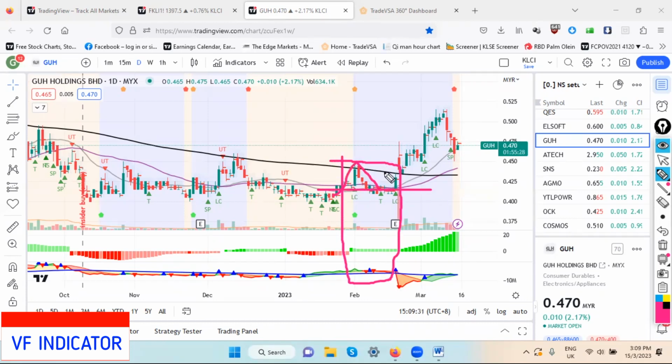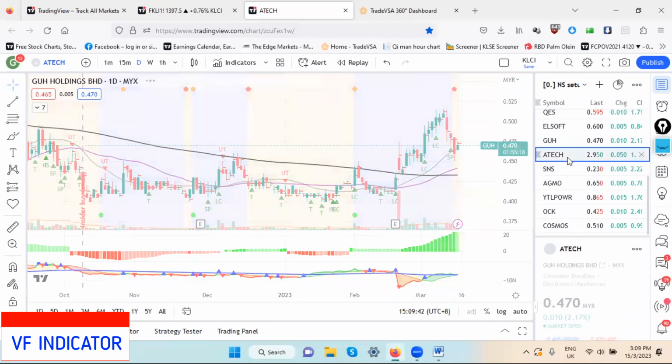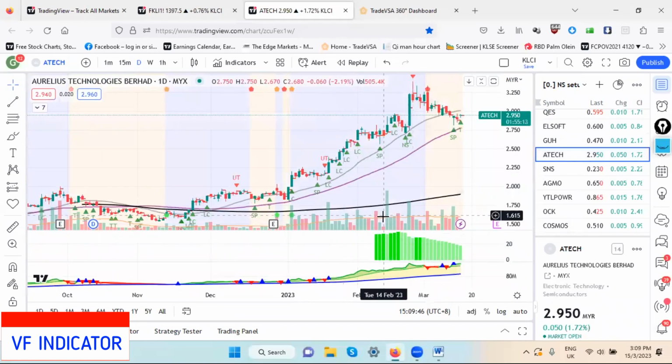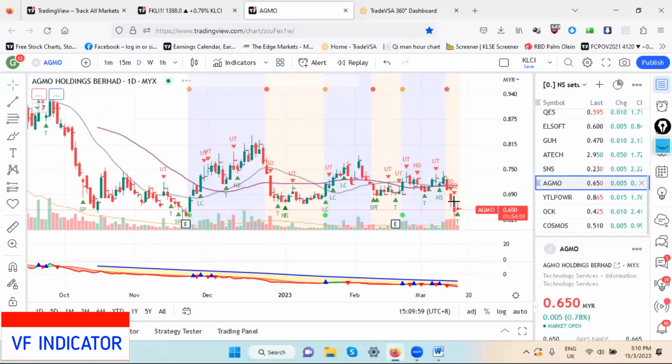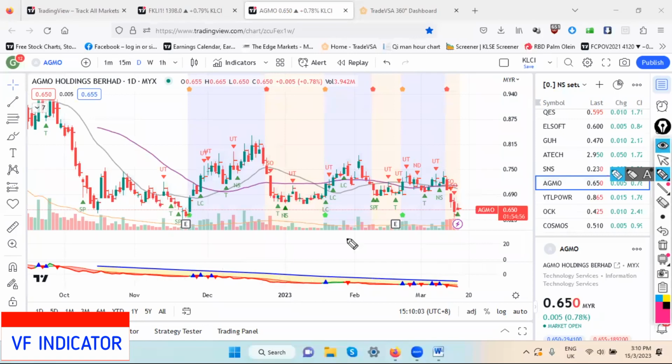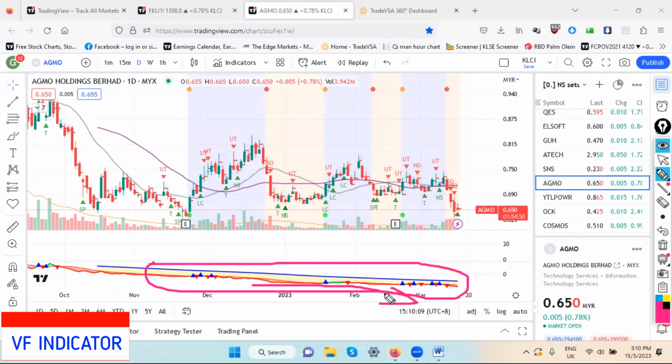Full pullback, okay? Last time we needed to memorize all these patterns, but now with VF and VF1, VF2, everything will become easy, okay? So this is GHU, and this is the attack. This is a new stock, so nothing much can be said about this one because it's new. There's not much data from this VF, and this one is also still a new stock, no VF inside, and the AGMO also no, but you can still use the VF1. So wherever it is below the ML line, it tends to go down. So no matter if you have a zigzag, it will only go down further. So don't trade this.